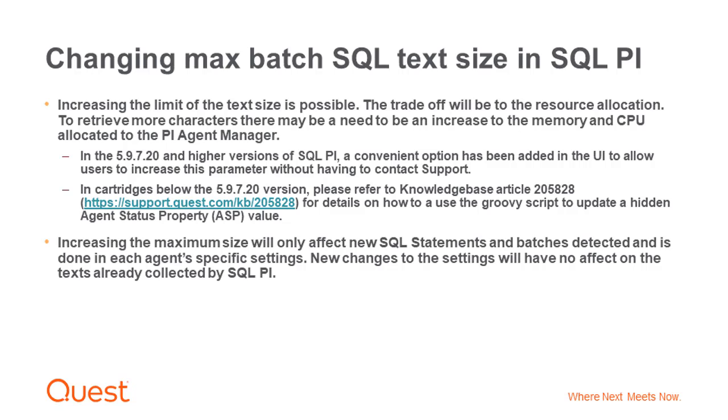In cartridges below the 5.9.7.20 version, please refer to Knowledge Base article 205828 for details on how to use a Groovy script to update a hidden agent status property value. Increasing the maximum size will only affect new SQL statements and batches detected and is done in each agent's specific settings. New changes to the settings will have no effect on the texts already collected by SQL PI.